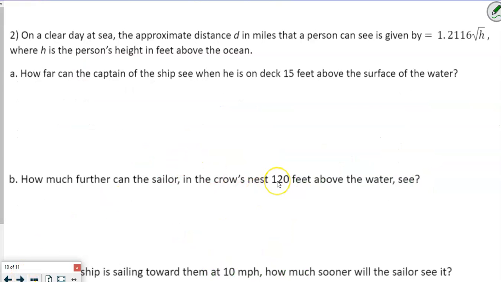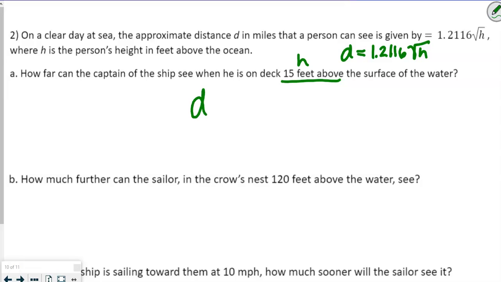All right, so this one says, on a clear day at sea, the approximate distance D in miles that a person can see is given by 1.2116 square root of h. So this is D equals 1.2116 square root of h, right? H is the person's height in feet above the ocean. So how far can the captain of the ship see when he's on deck 15 feet above, so that's h, right, y'all? The surface of the water. So far, that distance, right?